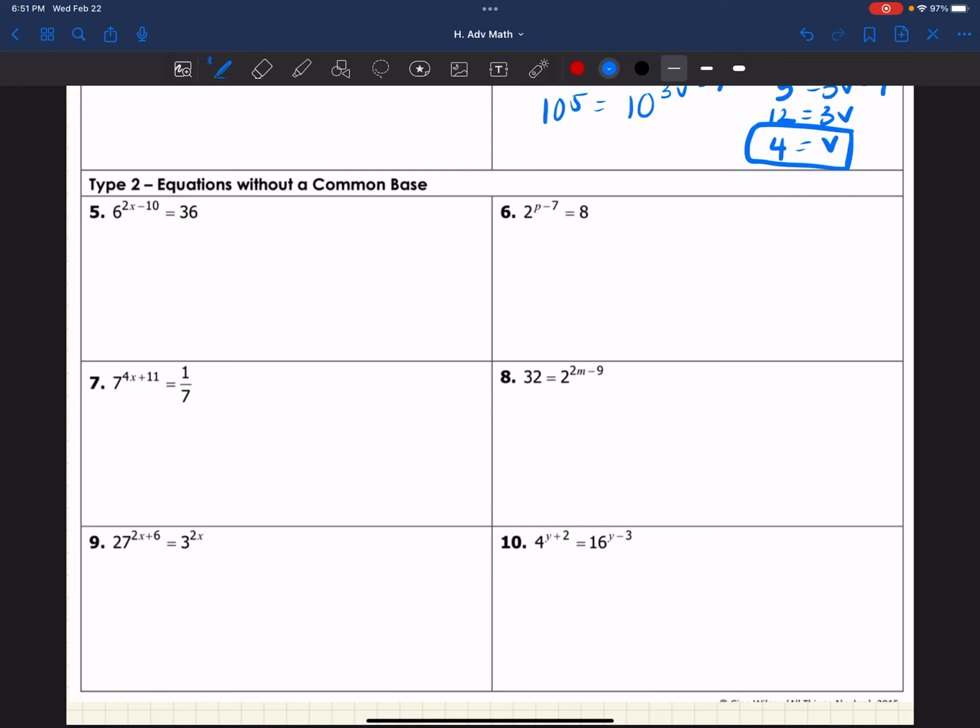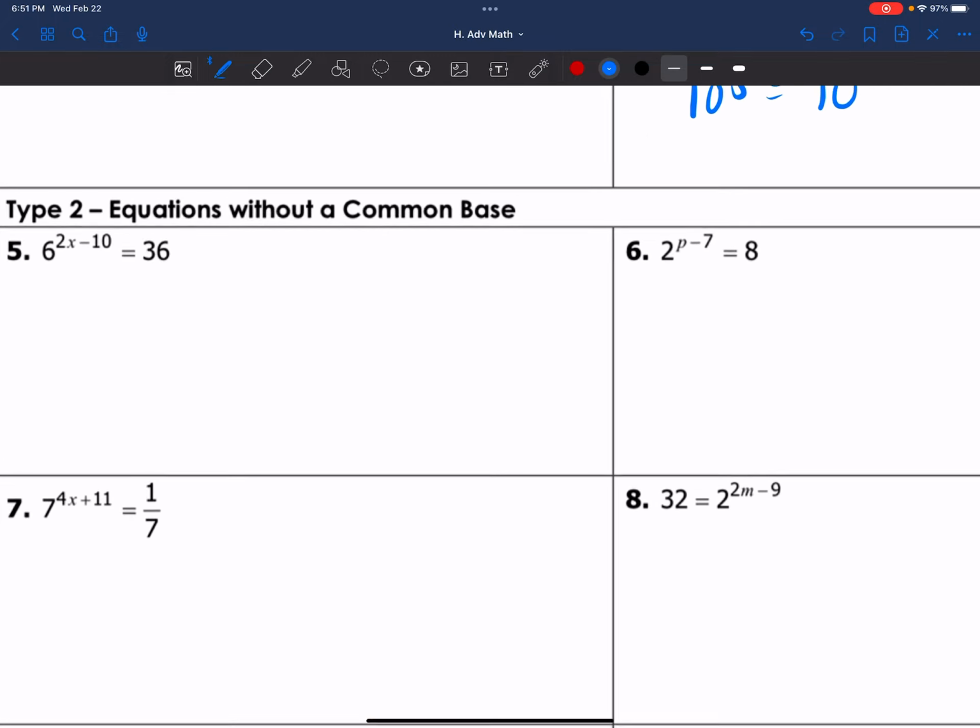So let's look at number 5. So obviously in number 5, one of my bases is 6. The other base is 36. Even though I do not see an exponent with 36, remember it has like an imaginary exponent of 1. So that is indeed a term there. It's a constant term, but it does have an exponent of 1.